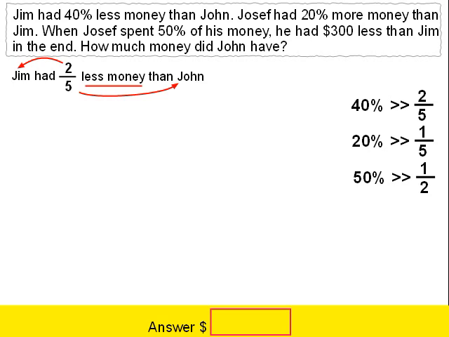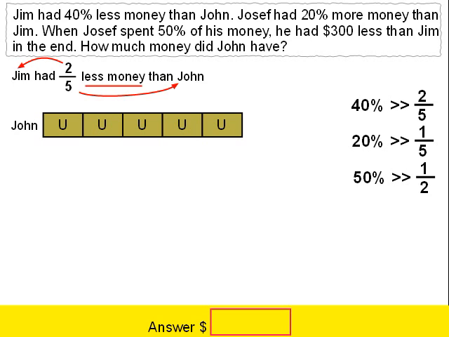So let's proceed on drawing the model. So we draw John's model to be 5 units. And Jim had 2 less, therefore Jim had only 3 units.